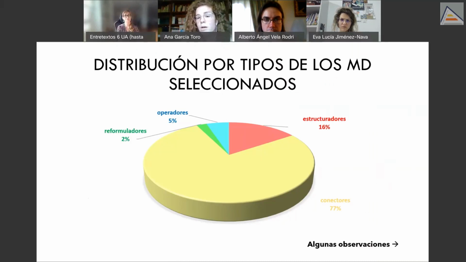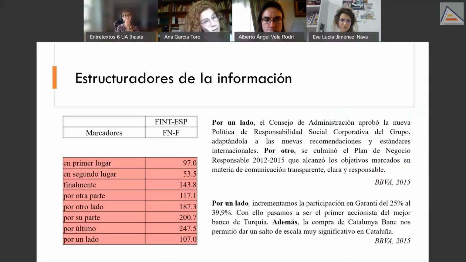En los resultados lo veremos. Vamos a realizar algunas observaciones con respecto a los conectores y a los estructuradores, porque son los más importantes. En los estructuradores de la información vemos aquí dos ejemplos de progresión temática. En primer lugar, vemos una progresión temática lógica de elementos discontinuos, por un lado y por otro lado, pero en el segundo ejemplo vemos una progresión temática en la que se combinan un estructurador de la información con un conector, y esto justifica también la gran presencia de los conectores, que se utilizan para unir elementos, para crear relaciones de causa y consecuencia, pero también participan en la estructuración del discurso.